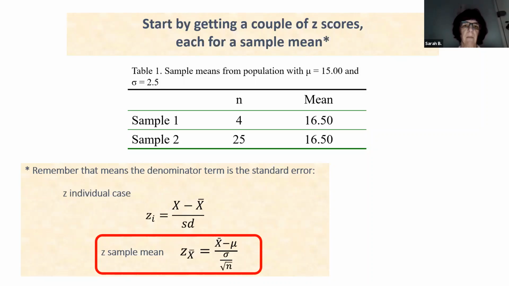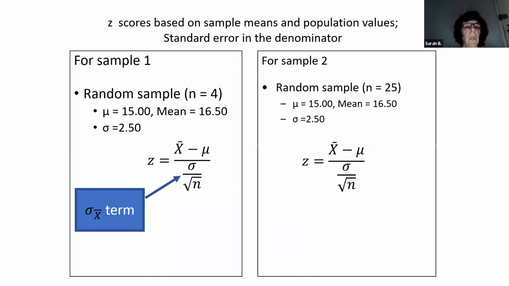So up above we have two sample means. The population they're drawn from is the same, mu equals 15, and sigma, the population standard deviation, equals 2.5. The samples, however, have different sample sizes. So first we have to find their z-scores, and their z-scores are going to be the difference between each mean, which is 16.5 for both cases, divided by the standard error.